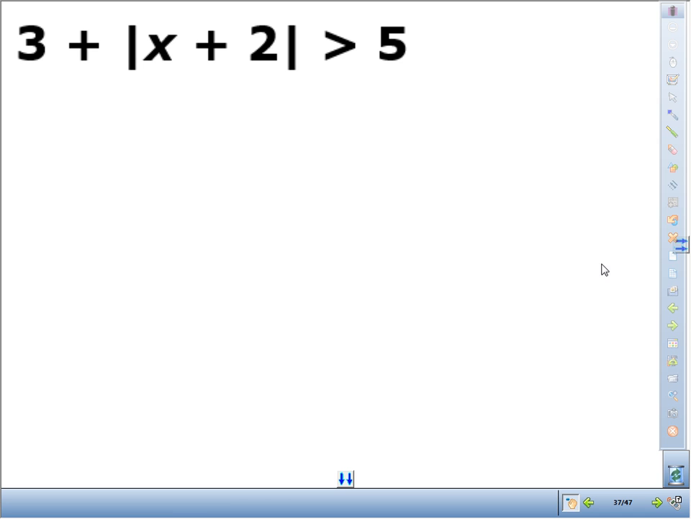Wait, I have a question. Is there really a number called infinity? No, it's just a symbol. It's infinite.